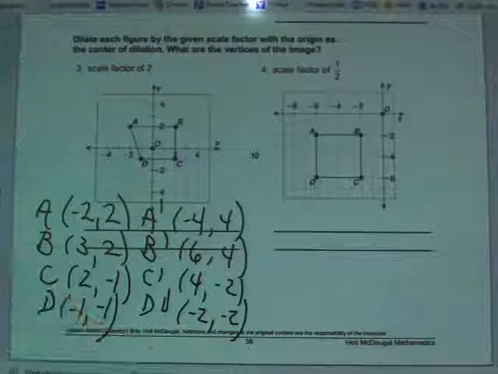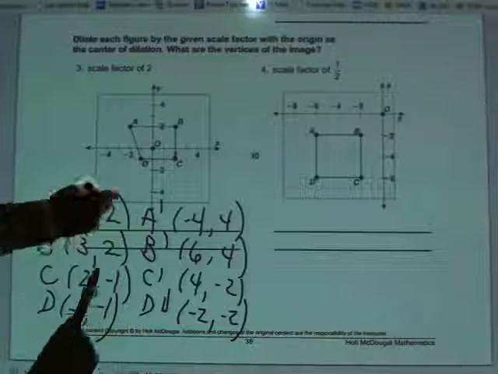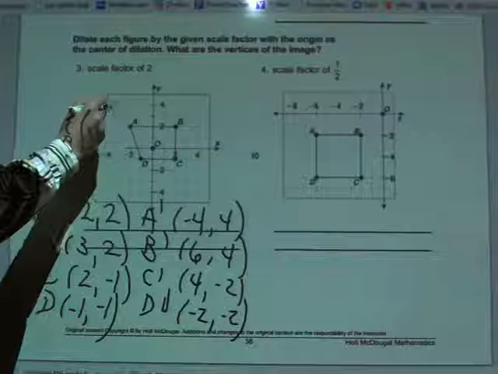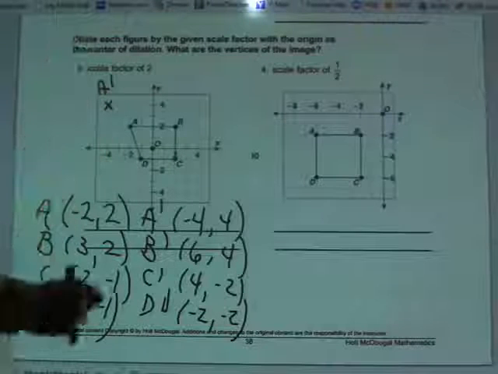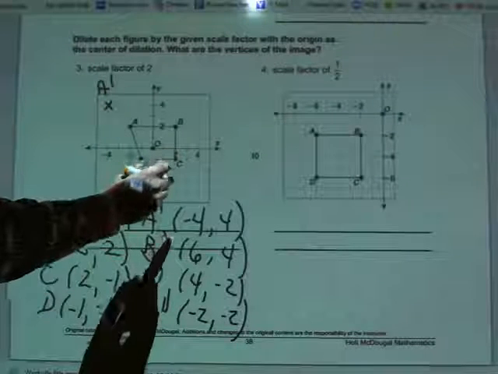Now I'm going to label those coordinates on the graph. We've got negative 4, 4. That's my new A. 6 comma 4 is my new B.